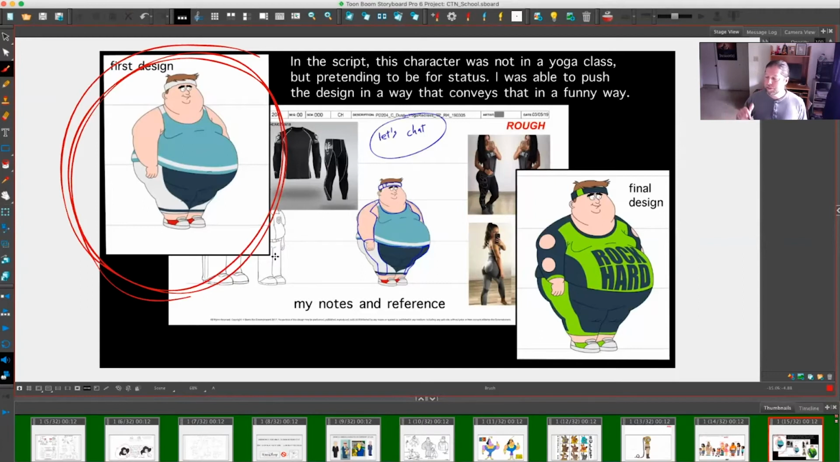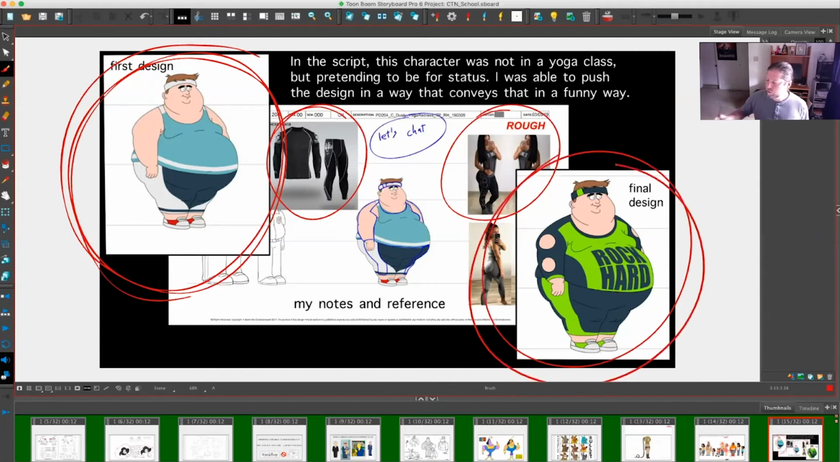So I sent the designer back these examples of some expensive looking yoga outfits and how that might be translated. And then his final design, of course, just nailed it as far as being over the top and funny to look at and adhering to specifically what the character was. So understand, all character design is going from the general construction worker to specific, this particular foreman, let's say. And so all of your character designs want to go from general to specific.